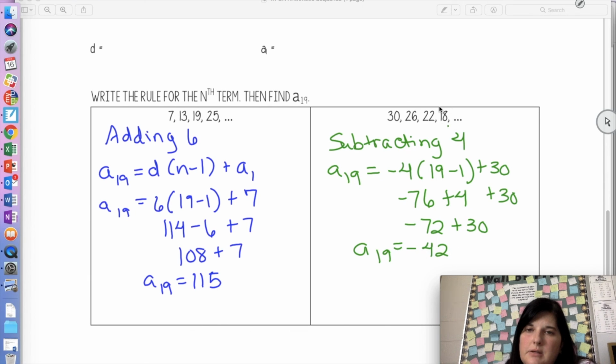And that makes sense because we're decreasing each time, so eventually you're going to get below 0. And in this situation, negative 42 would be your answer. So I hope that helped you in 4.1's guided notes.